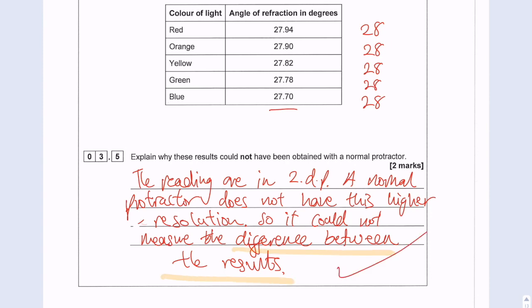So 1 for mentioning the fact that it doesn't have a high resolution. A normal protractor doesn't have this high resolution. It only goes to the nearest degree, not the second decimal place. So that's what those 2 marks were for there.